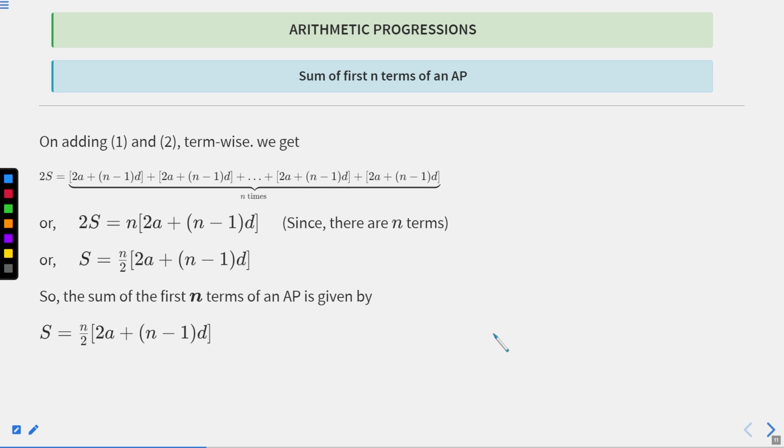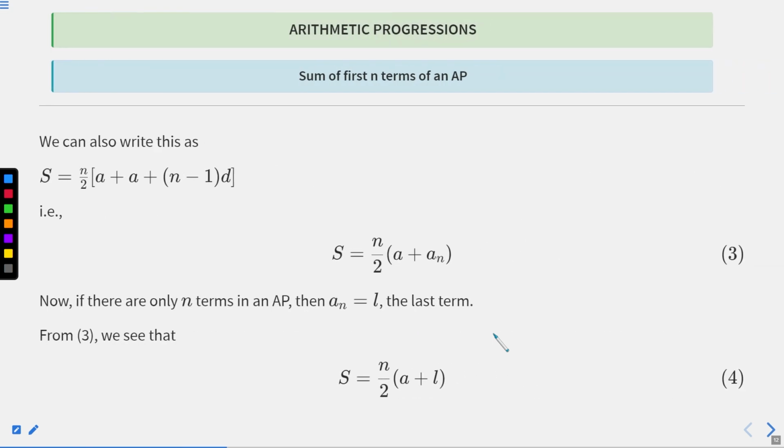That is, S is equal to n by 2 times 2A plus n minus 1 times the common difference D. So the sum of the first n terms of an AP is given by S is equal to n by 2 times 2A plus n minus 1 times D, where n is the number of terms in the AP, A is the first term of this AP, and D is the common difference of this AP.